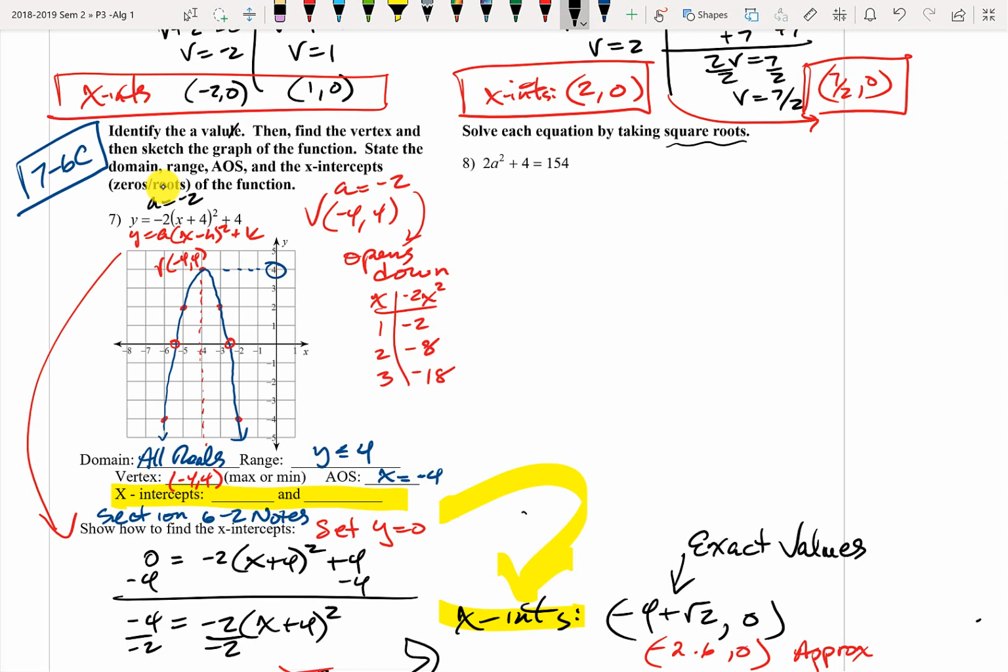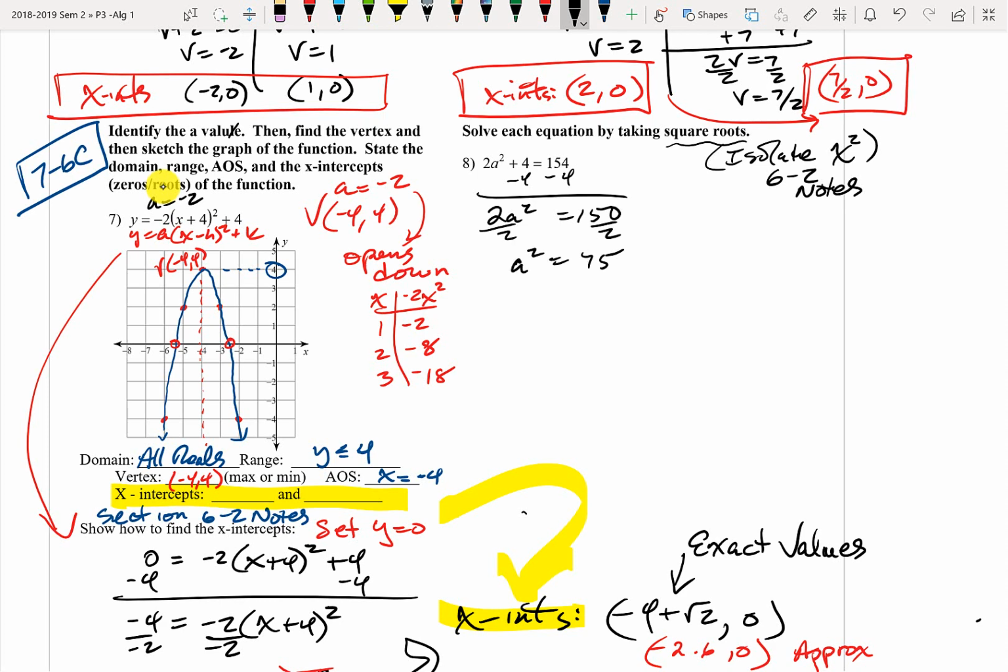Okay, last one here. We've got to solve this by square root. So let's subtract 4 and let's isolate the square. And by the way, this is section 6.2. Okay, so here we go. We get 2a squared is equal to 150. Divide by 2. And you get a squared is equal to 75. Square root both sides. Put the plus or minus symbol in there. And you get a is equal to plus or minus rad 75.